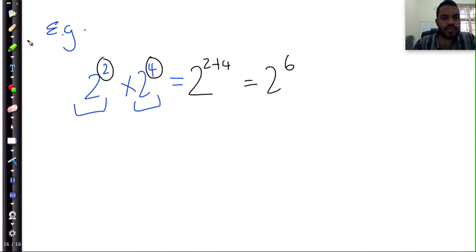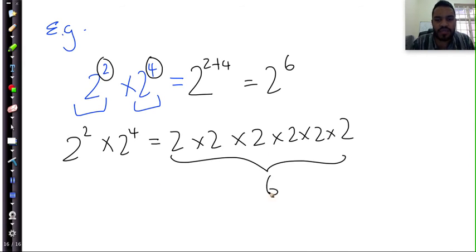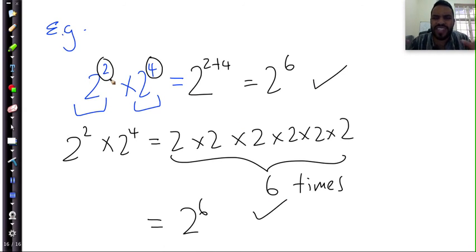Let's break it down further. If I want to say 2 to the power of 2 multiplied by 2 to the power of 4, I can break this down. 2 to the power of 2, or 2 squared, is simply 2 times 2. And then I put the multiplication sign there, and I get times 2 times 2 times 2 times 2. And how many times do we see the 2 over there? Well, that's 6 times. Now if I see that 6 times, I can simply say this is going to be 2 to the power of 6. That's the shortcut, that's the long way. This is using the exponent law. When the bases are the same and I multiply them, all I need to do is add the exponents.